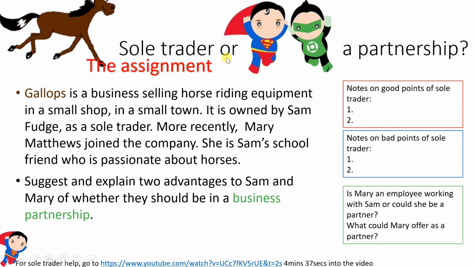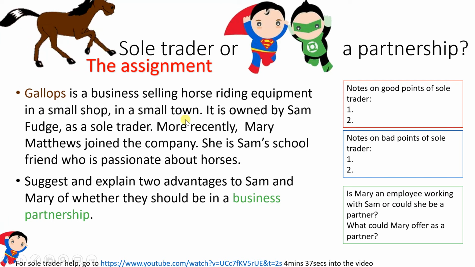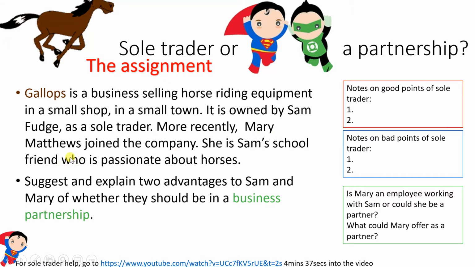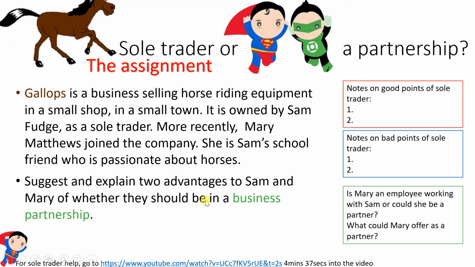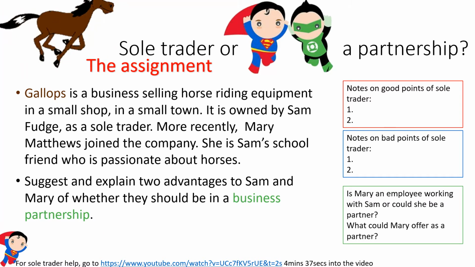Sole trader or a partnership. Gallops is a business selling horse riding equipment in a small shop in a small town. It is owned by Sam Fudge as a sole trader. More recently, Mary Matthews joined the company. She is Sam's school friend who is passionate about horses. Your job is to suggest and explain 2 advantages to Sam and Mary of whether they should be in a business partnership.